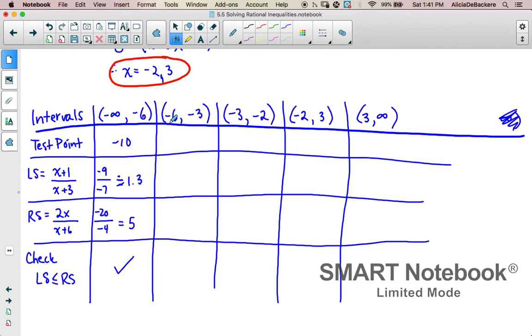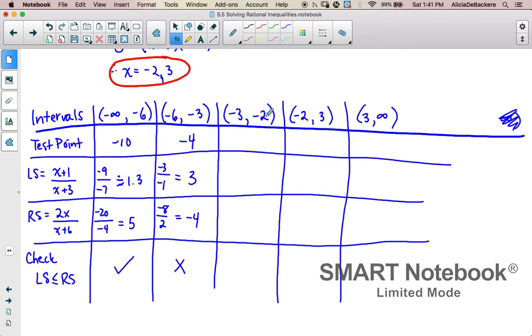Moving into the next interval, some number between -6 and -3. Again, you can't use -6 and you can't use -3. They're both vertical asymptotes, they won't be helpful. So we're picking like probably -5 or -4. I'm going to use -4. And then I'm just plugging -4 into my equation here. So I get -3 over -1, and so that equals 3. And then I plug in and I get -8 over 2, and that equals -4. And then I'm thinking about, well, is the left side number smaller than the right side number? Is 3 smaller than -4? No, it's not. So that is not one of my answers, that interval.